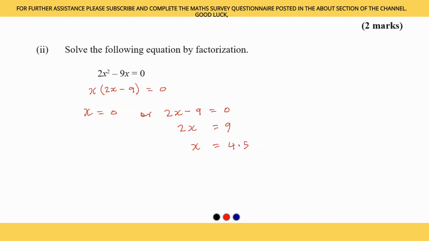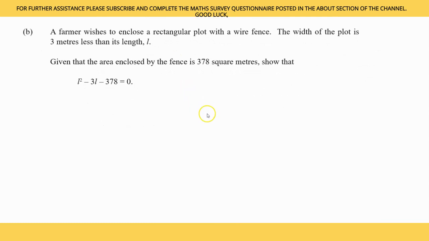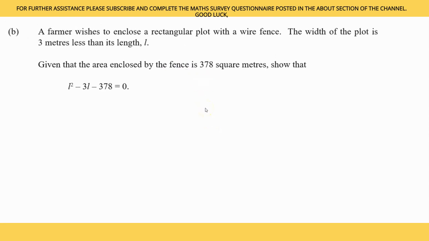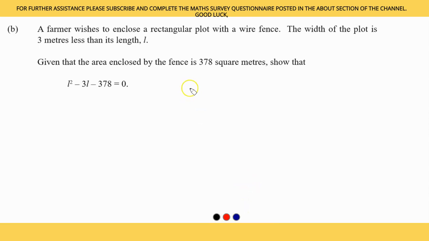Okay, moving on to the next part of the question. Here we have a question which says that a farmer wishes to enclose a rectangular plot with a wire fence. The width of the plot is 3 meters less than the length, and we're given an area of 378 square meters. We need to show that L squared minus 3L minus 378 equals 0. So we have L as length. Let's just write that. We have length represented as L.